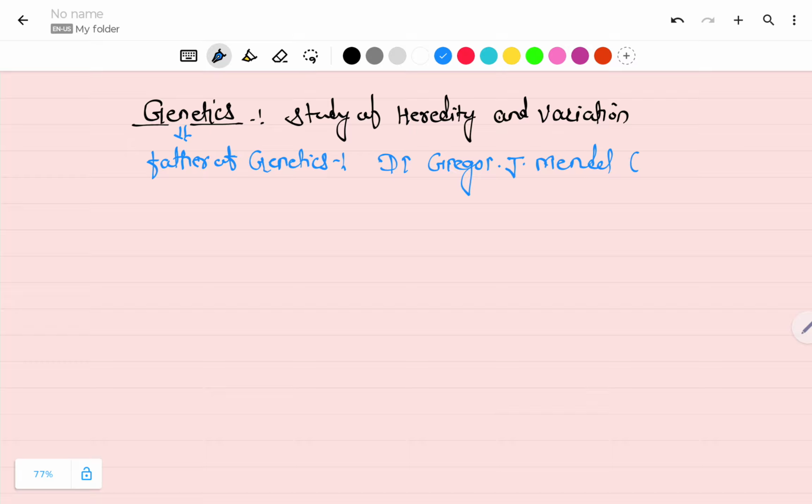He studied the pea plant in 1865. This pea plant was first studied by Dr. John Mendel. What is the botanical name of this pea plant? Its name is Pisum sativum. Pisum sativum is the botanical or scientific name of the pea plant.